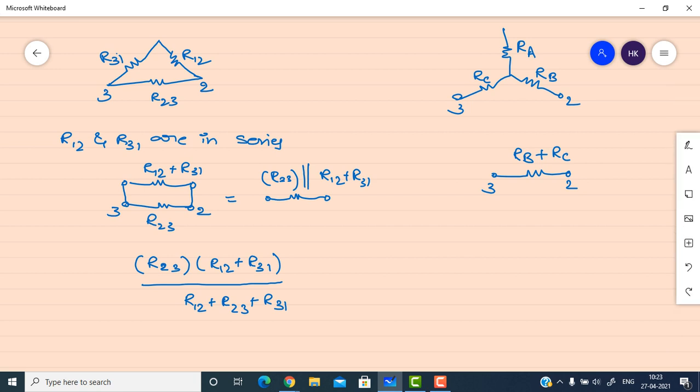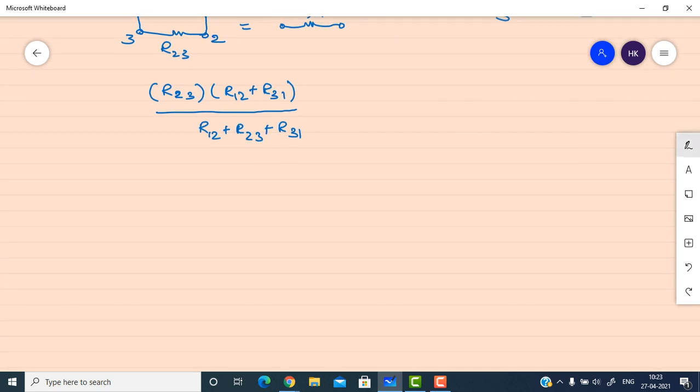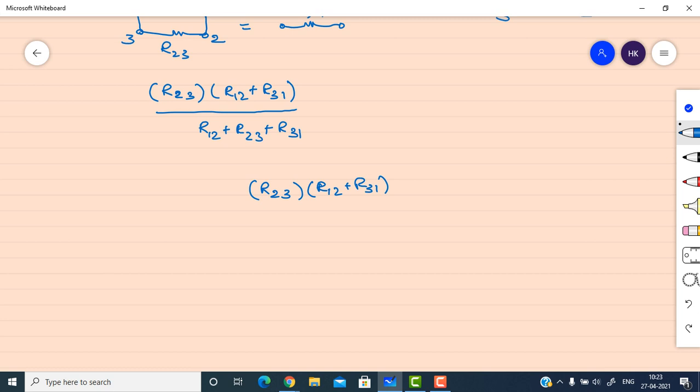Now what we have to do? We have to equate these two. So equating means R23 into R12 plus R31 by R12 plus R23 plus R31, this is in case of delta, is equal to RB plus RC. Now we got another equation, that will be equation 2.